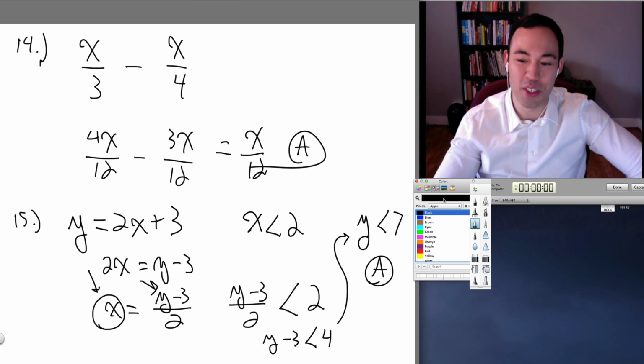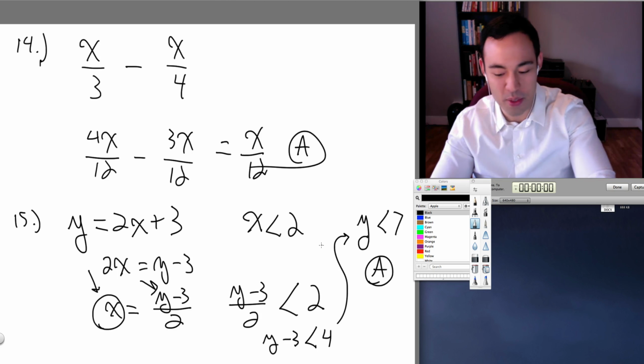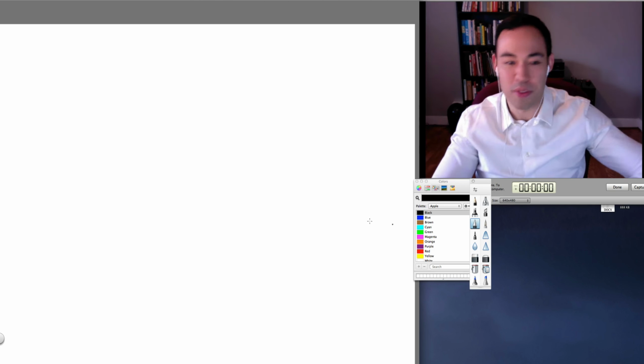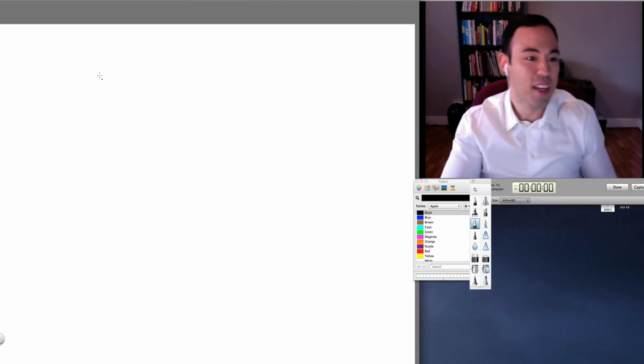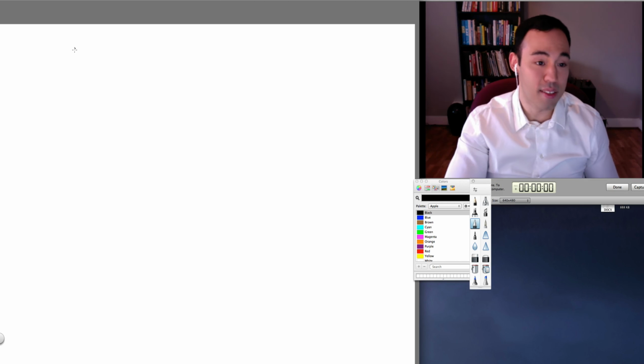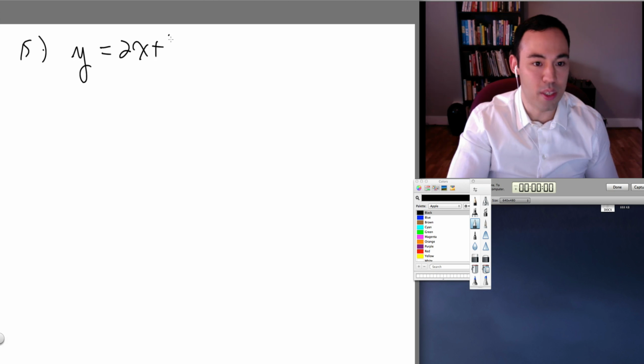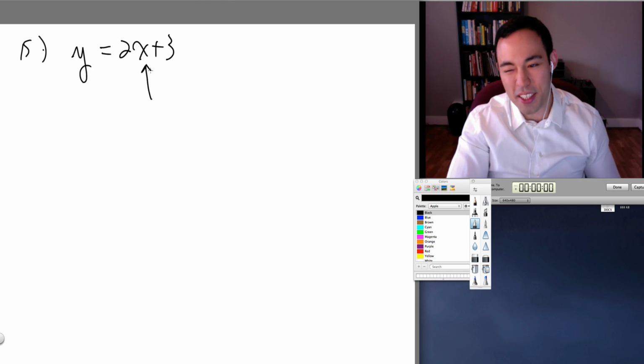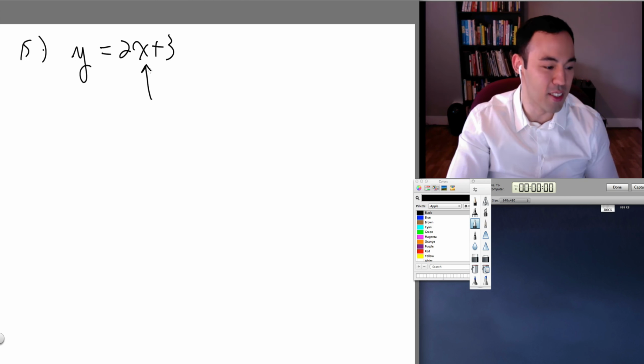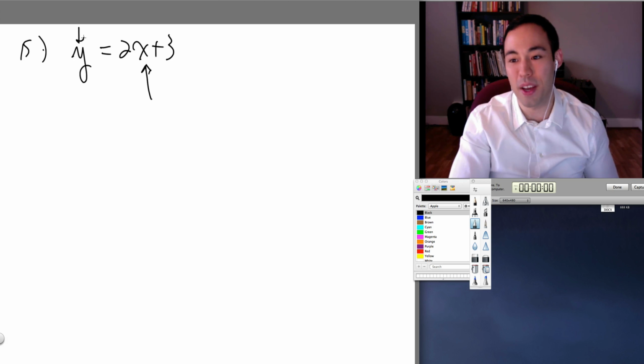But I want to show you the way a student of mine once solved it very rapidly. So he said, okay, x is less than 2, right? So let me just make sure we're still on the same page. We're on number 15. y equals 2x plus 3. He said, okay, if x is less than 2, I'm going to plug in a value just barely less than 2 to see what's probably the biggest value of y possible.